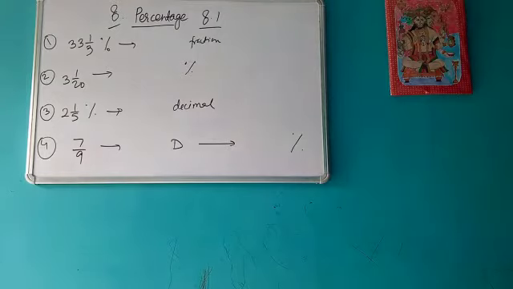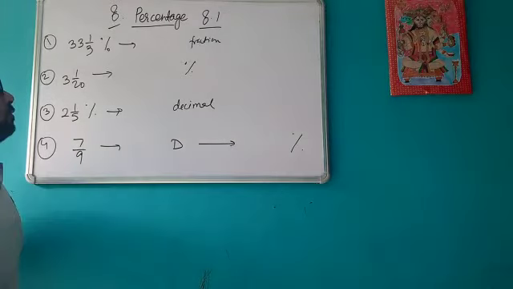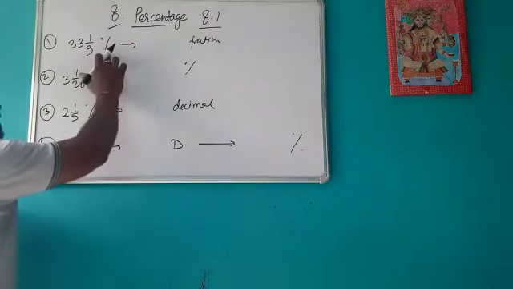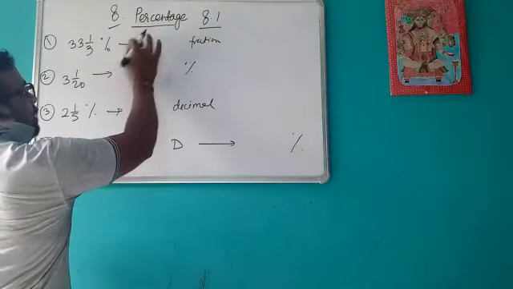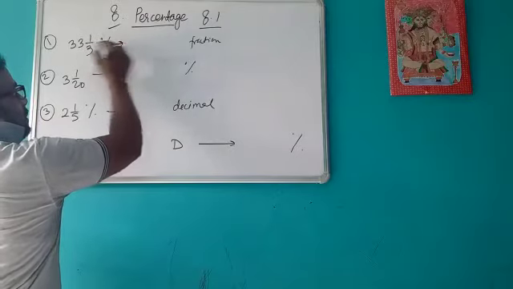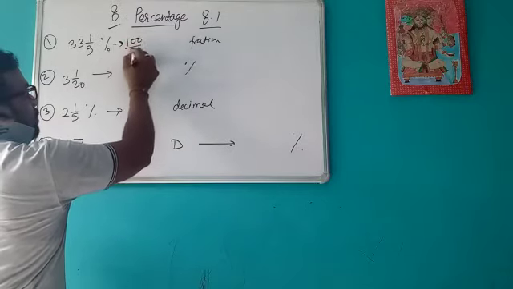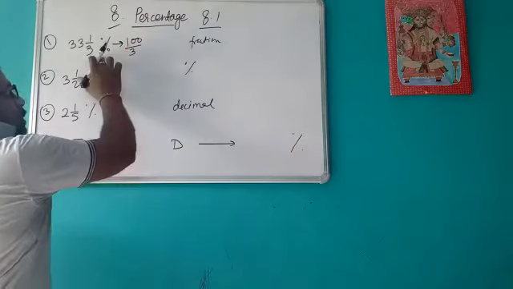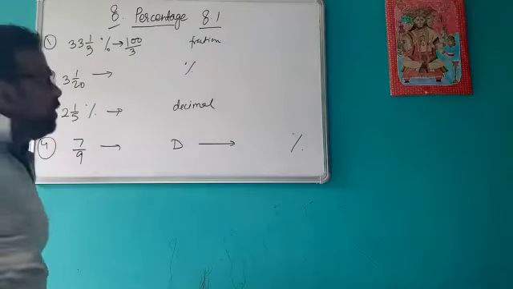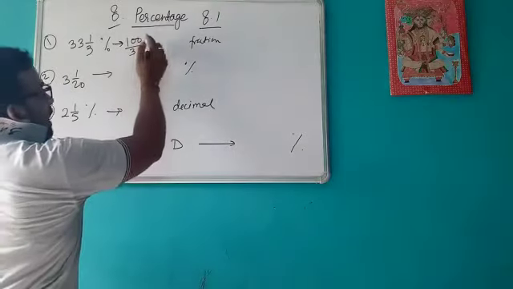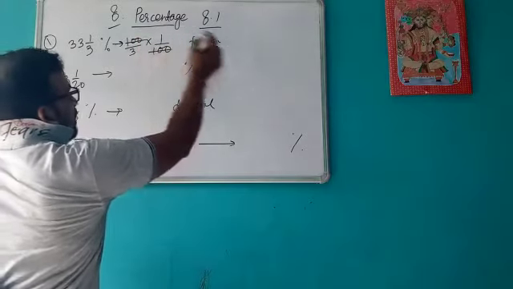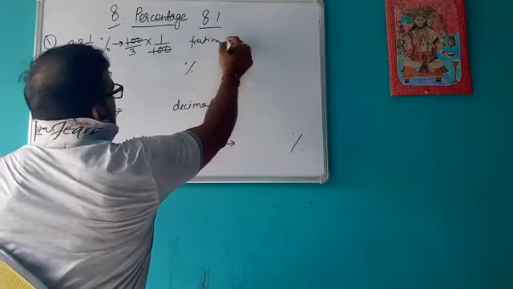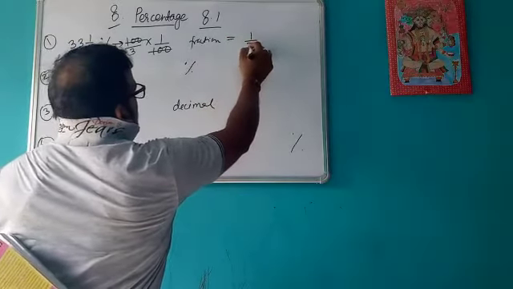Let's see a few questions. Suppose this is a percentage and we have to convert it into a fraction. First we will convert it into a mixed fraction, which gives 100 upon 3. To convert a percentage into a fraction, we divide by 100, so we multiply by 1 upon 100. The 100 and 100 will cancel, and you will get the answer as 1 upon 3.